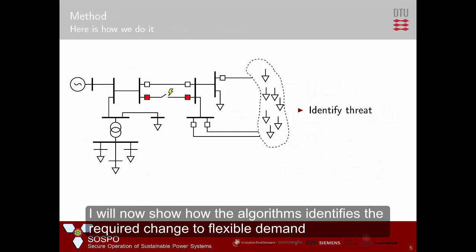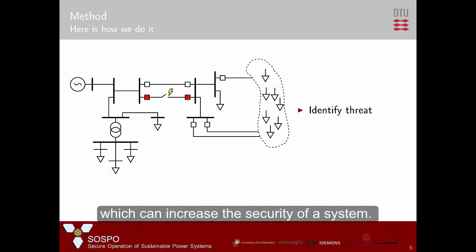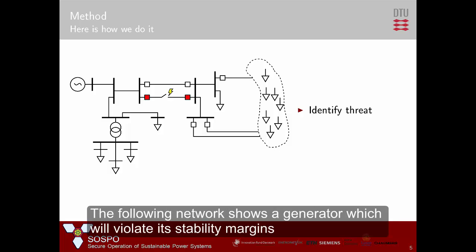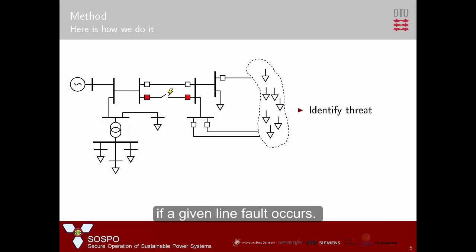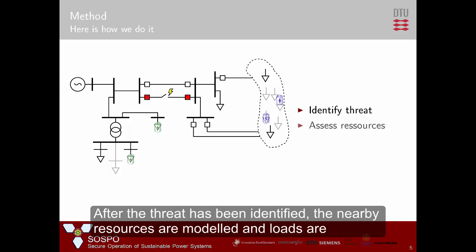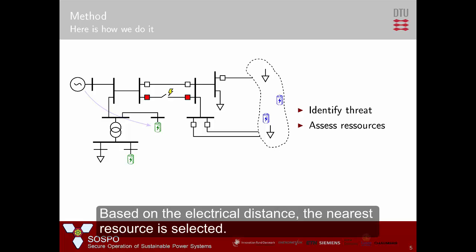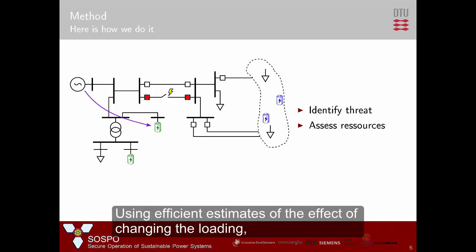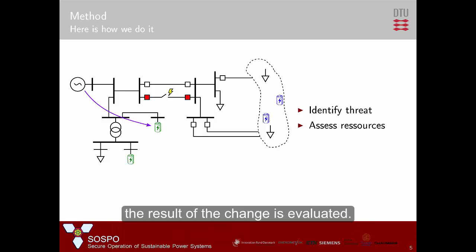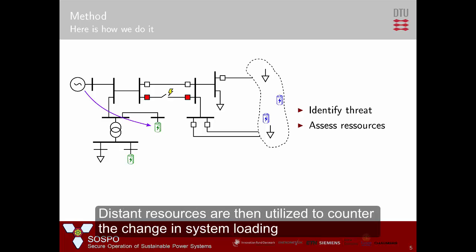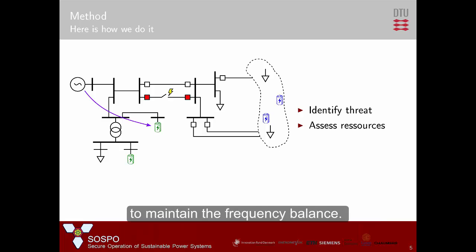I will now show how the algorithms identify the required change to flexible demand which can increase the security of a system. The following network shows a generator which will violate its stability margins if a given line fault occurs. After the threat has been identified, the nearby resources are modeled and loads are aggregated and shown as virtual batteries. Based on the electrical distance, the nearest resource is selected. Using efficient estimates of the effect of changing the loading, the result of the change is evaluated. Distant resources are then utilized to counter the change in system loading to maintain the frequency balance.